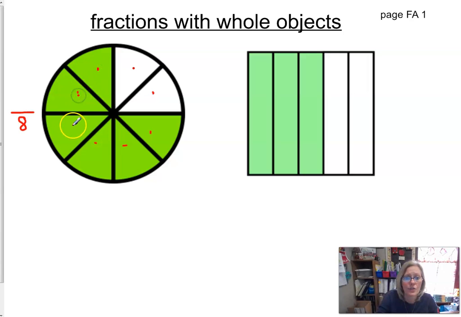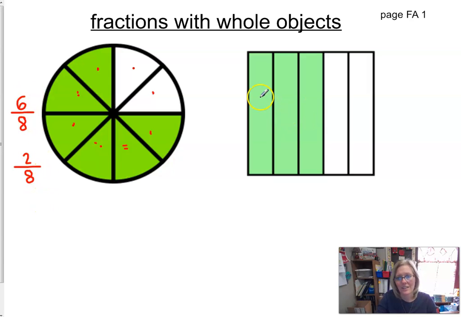1, 2, 3, 4, 5, 6. The shaded part is 6/8. If I wanted the unshaded part, it would be how many eighths? It would be a total of 8 pieces where 2 of them are not shaded.